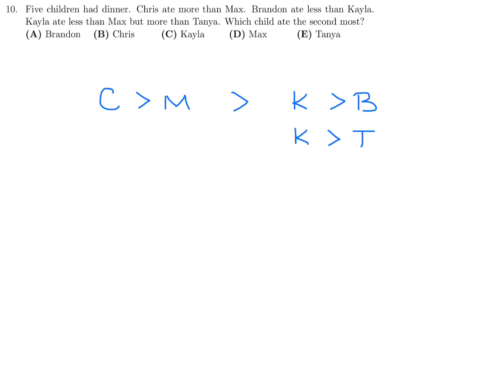Well, the most is Chris, second most is Max. And then Kayla is the third most, and then B and T, we're not sure the order, but they're obviously the last 2. So number 10, the answer is Max, which is choice D.